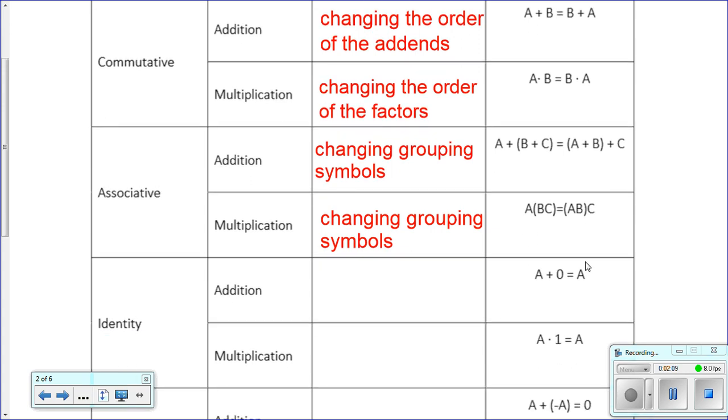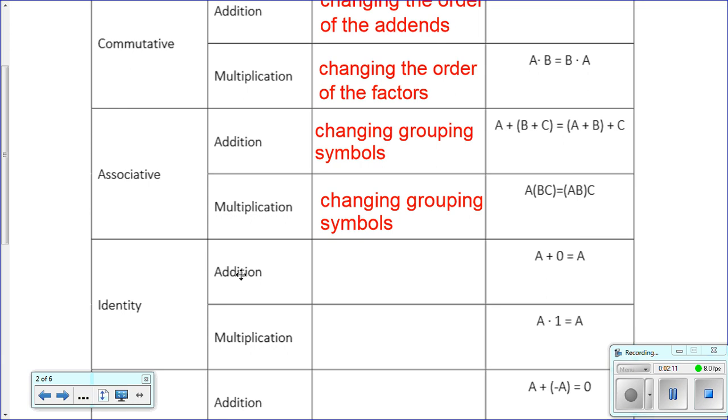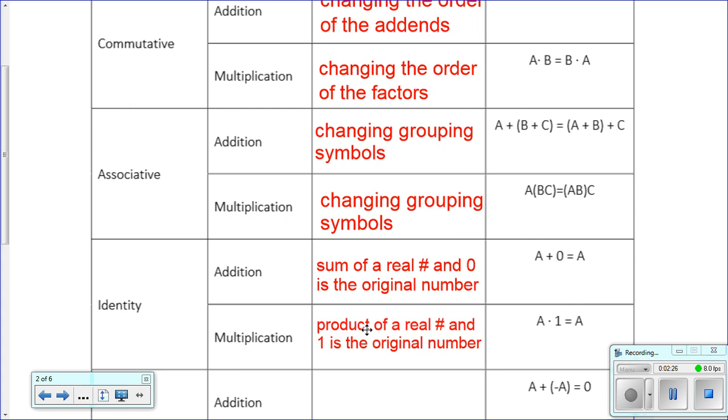Okay, then we go on to identity. Identity of addition means that the sum of a real number, so a number, and 0 is that actual number. So A plus 0 is still going to be A. With multiplication, it comes to multiplying by 1. So the product of a real number and 1 is that same number. A times 1 equals A. Okay?